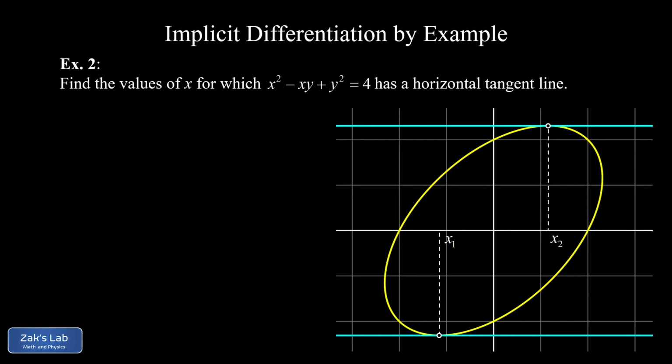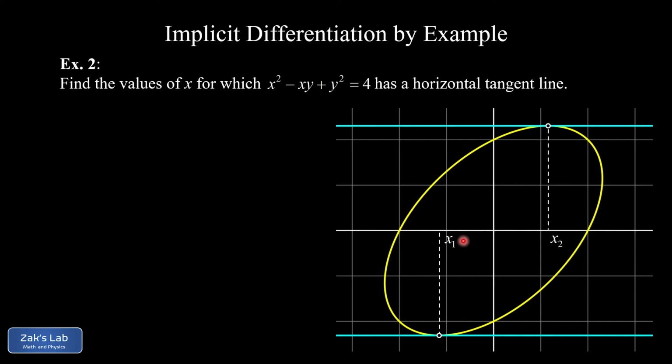Now our next question has a little different flavor to it. This time the equation of our curve is x squared minus xy plus y squared equals 4. That turns out to be a rotated ellipse. And what we're asked for is to find all the values of x for which this curve has a horizontal tangent line.